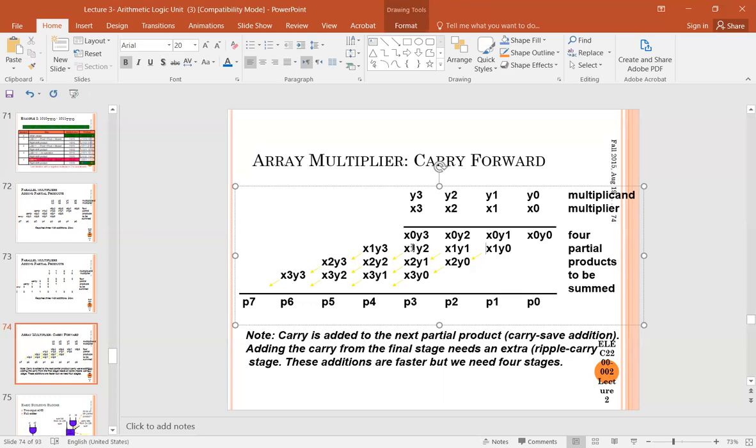And I have here, again, three adders, two adders, one adder, and one adder. And the addition will be done in parallel. And if we use the ripple carry, adding the carry from the final stage needs an extra ripple carry stage, or they can be done with the look-ahead adder. If you use the look-ahead adder, then you are done.